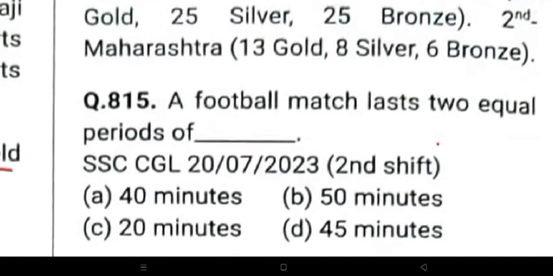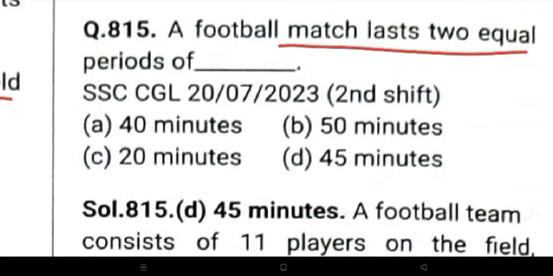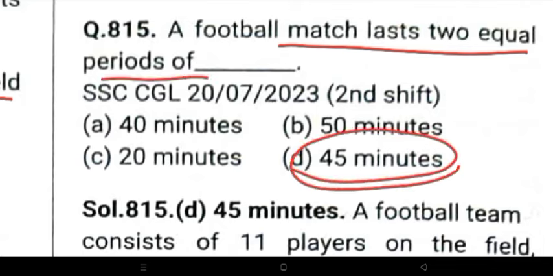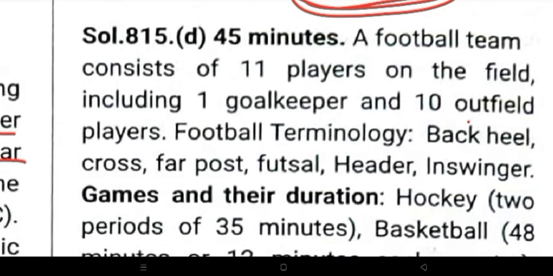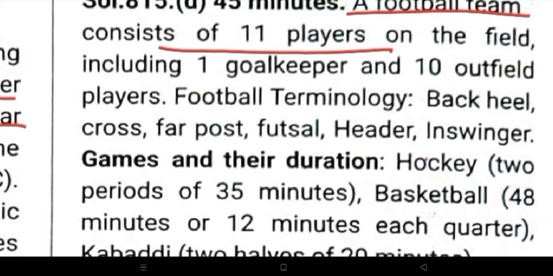Next, a football match lasts two equal periods of 45 minutes. A football team consists of 11 players on the field: one goalkeeper and 10 outfield players.